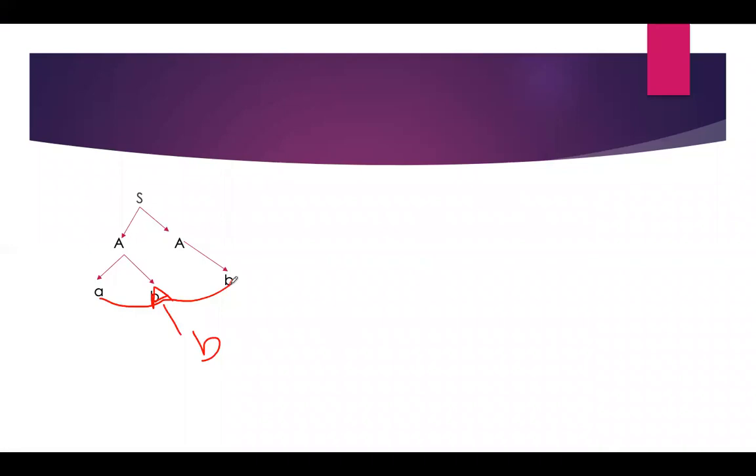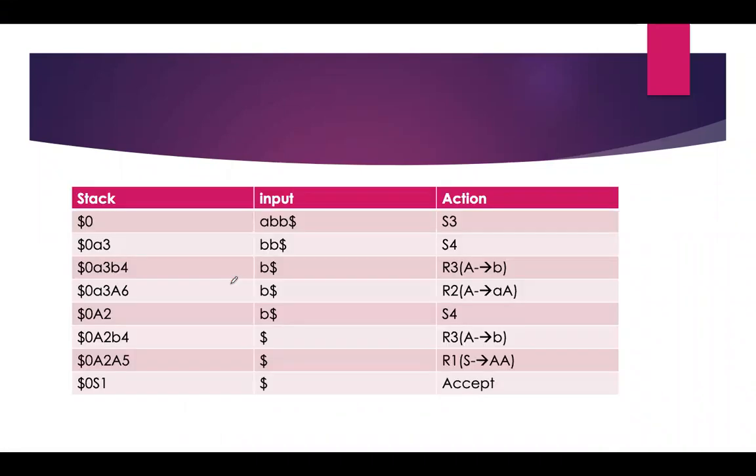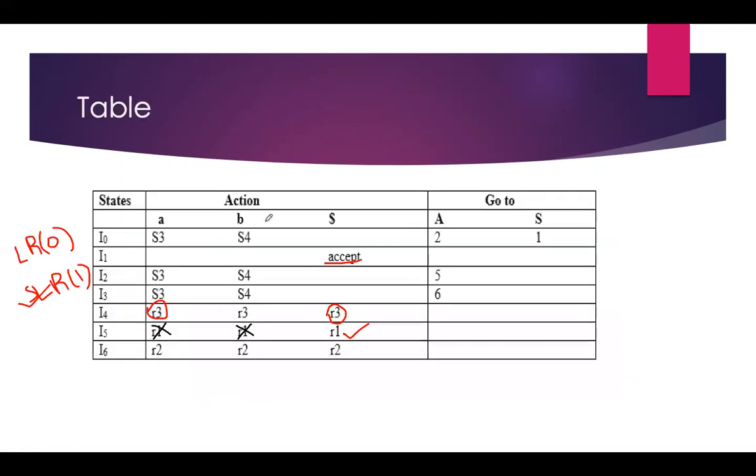For accepting the string, we need to check the stack. We need to take three columns: stack, input, and what action we need to do. The stack starts with 0, and the input, as you already know, is ABB, and here we also need to take $1. Using the table, for the particular 0 and A, we need to see what action to take, so we will go to the table.